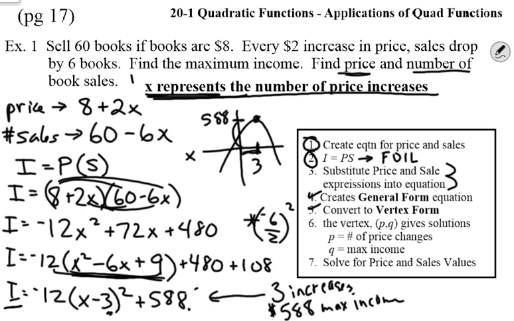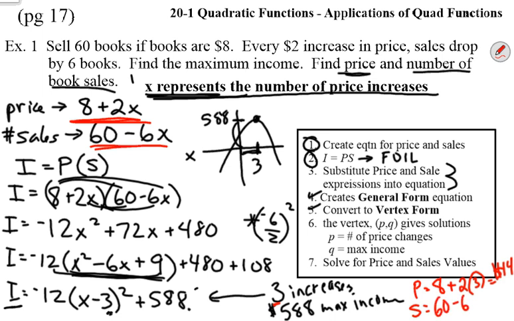Find the price and number of book sales. That's where we look. Well, what's the price? Well, the final price is going to be 8 plus 2 times, we know there's been 3 increases. So 8 plus 6, the price will be $14. And the number of sales? Well, we know the number of sales is 60 sales, subtract 6 times the number of increases. Well, there was 3 increases. 60 minus 18 takes us down to 48 sales.